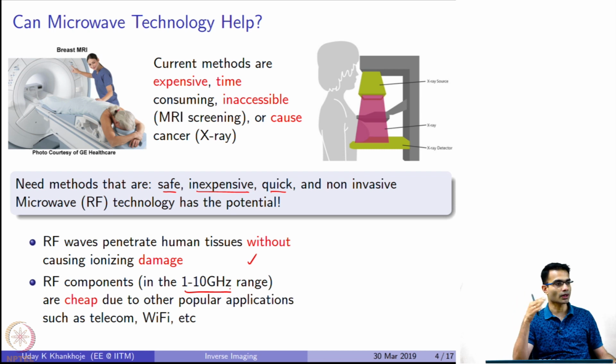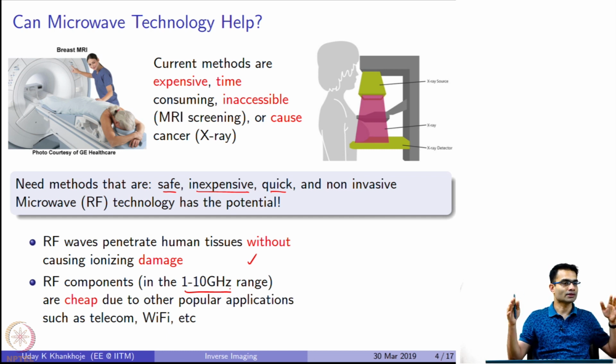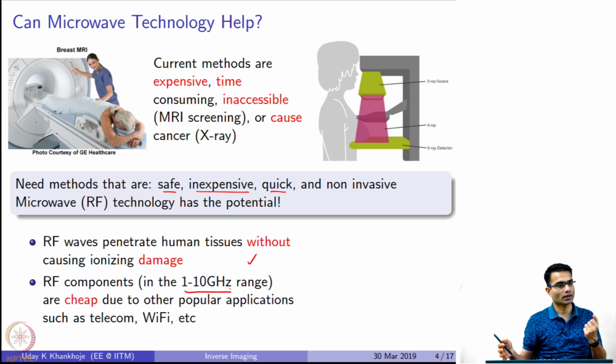So microwave frequencies in this 1 to 10 gigahertz, we can hope that I can get a through and through picture of the body, and components are cheap. Okay. I don't want to go too low, because as I go to lower frequencies, what happens to the wavelength? Wavelength increases. So, I will get an image, but it will be very low resolution, right. The imaging resolution depends directly on the wavelength, right.